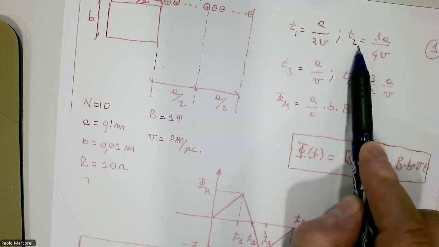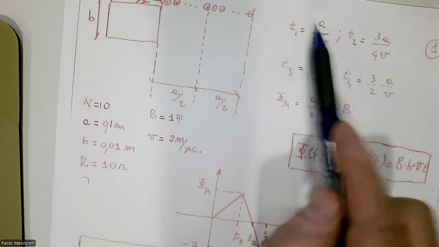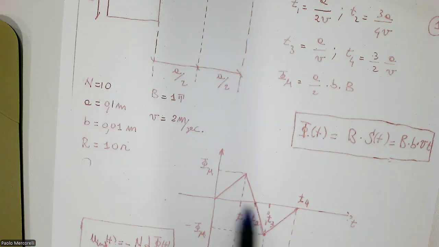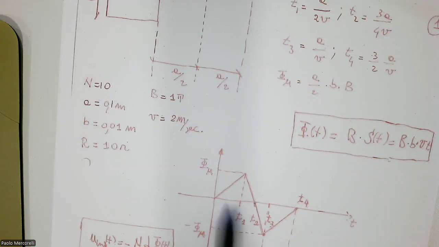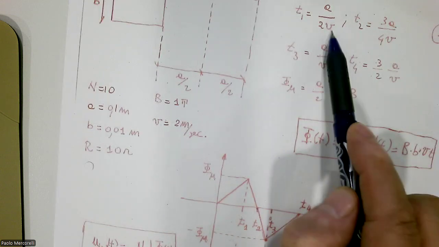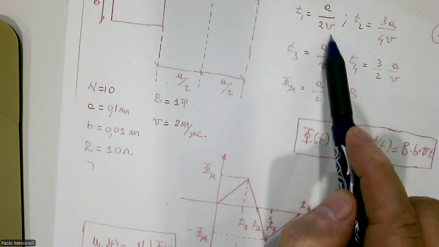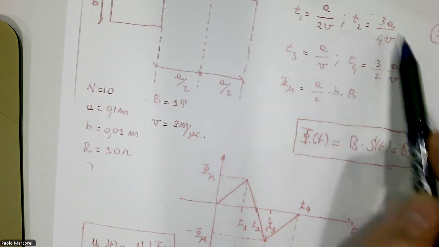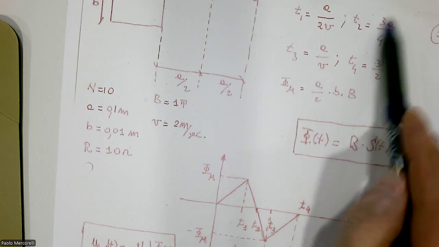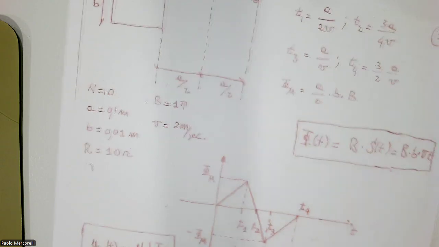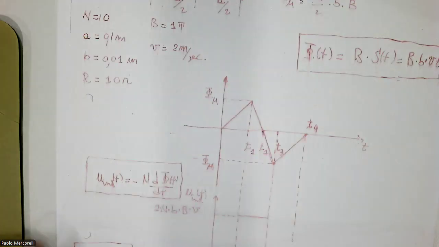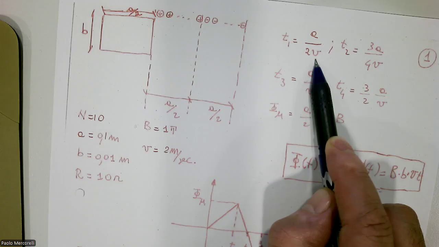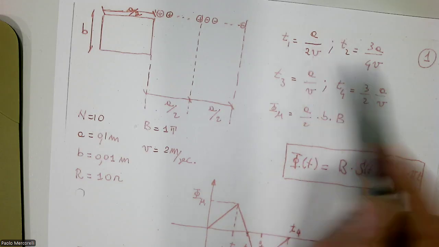What is T2, in which we have the flux 0? It is this one, because we started from here, plus this time here, which is half T1. This means A divided by 2V plus A divided by 4V, which makes 3A divided by 4V. I don't know if it's visible, but it's easy to see. Again, A divided by 2V plus A divided by 4V equals this one.